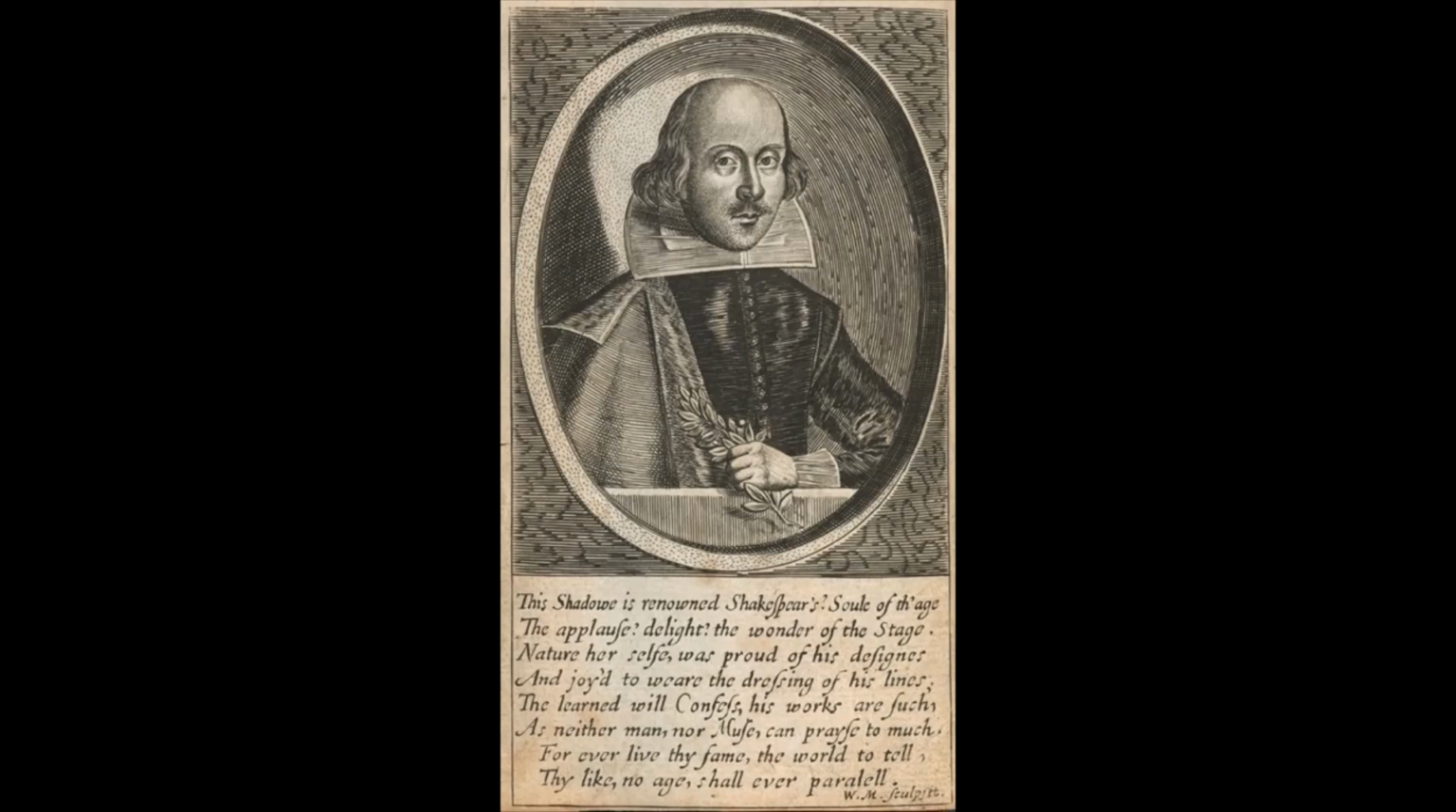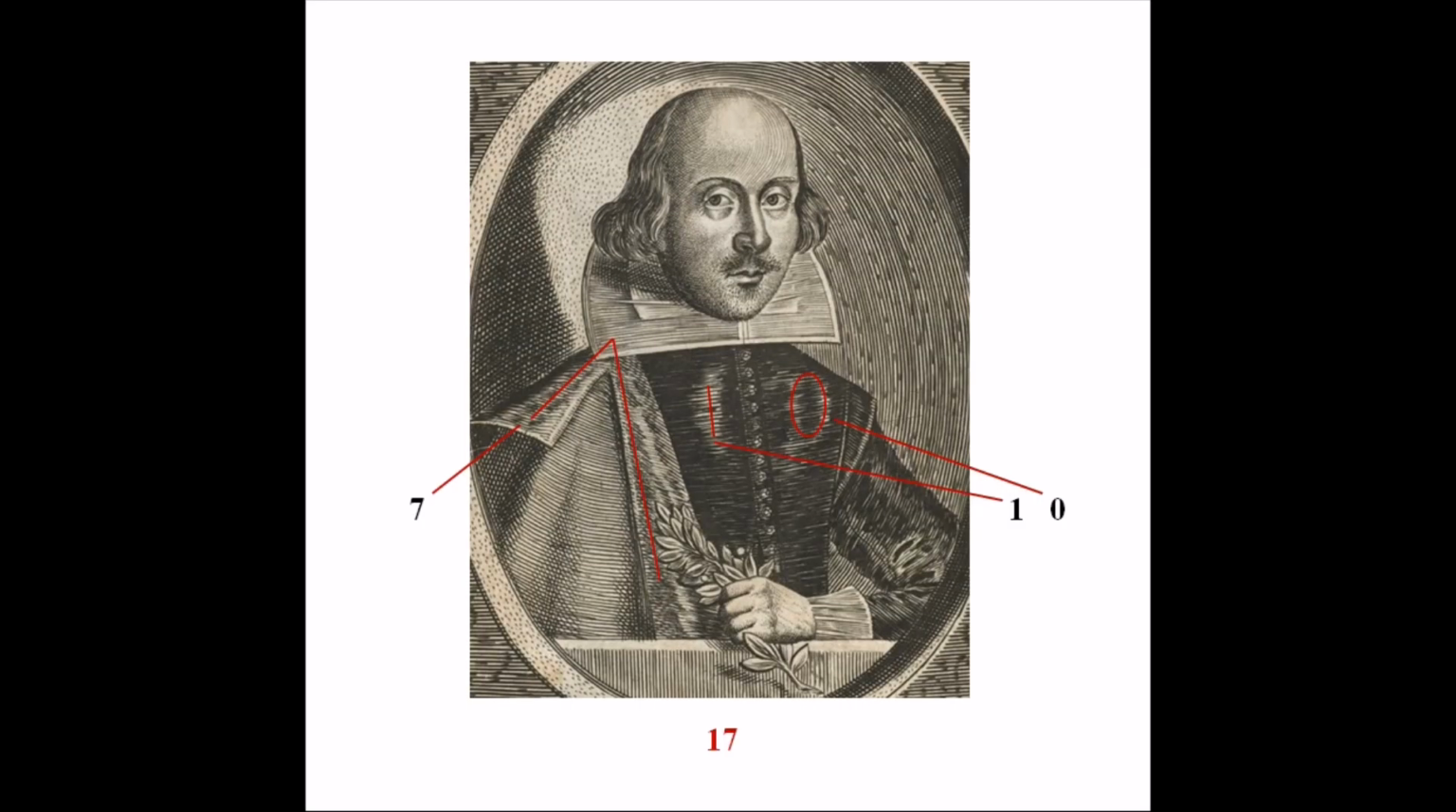17 years after the folio, a second edition of the Sonnets was printed in 1640. This William Marshall engraving was based on the Droeshout with some changes. Chris Johnson made a video about the portrait, and though he and I differ on some of the things he's found, I do believe he's right in pointing out that there are hidden numbers within the 2 garments, and that they're meant to be added together.